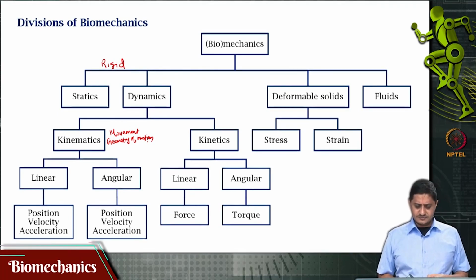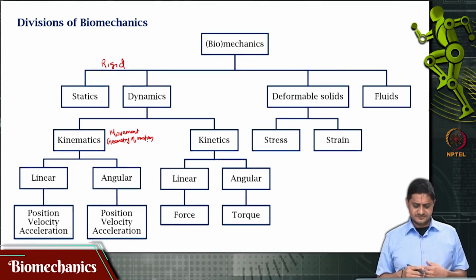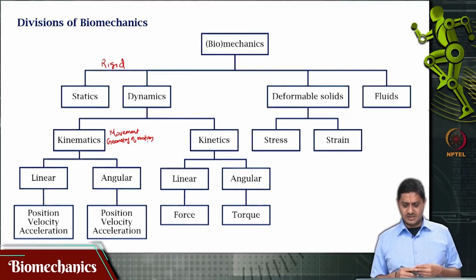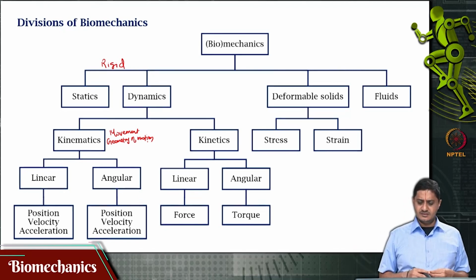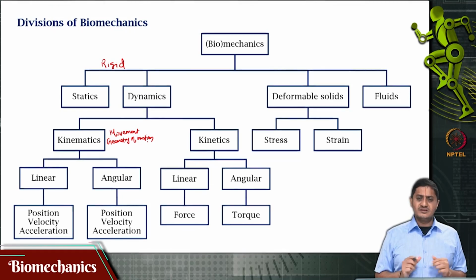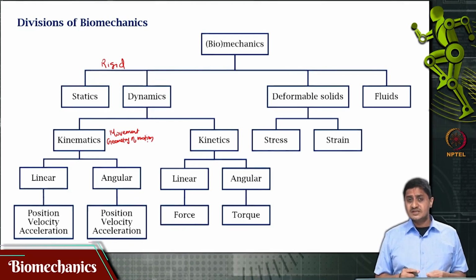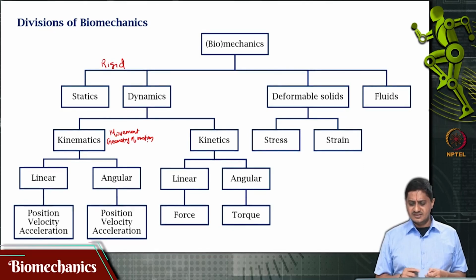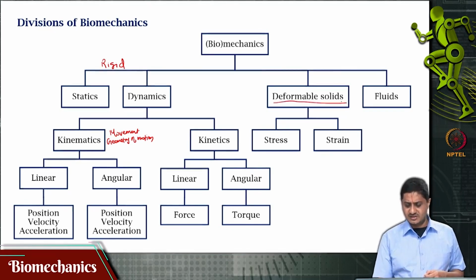Okay. Kinetics can also be divided into two types, that for linear and angular. In linear you have force and in angular you have torque. So far this considers a body under study to be a rigid body, that is, whose size does not change as a function of the applied force. But suppose there is a deformation that happens, when a force is applied and there is a change in this, then these types of solids are called deformable solids.